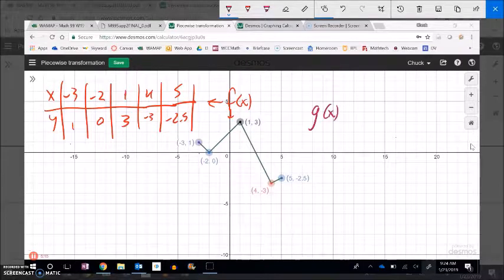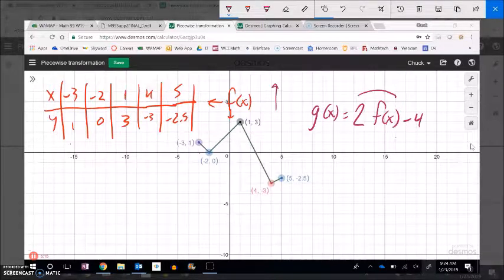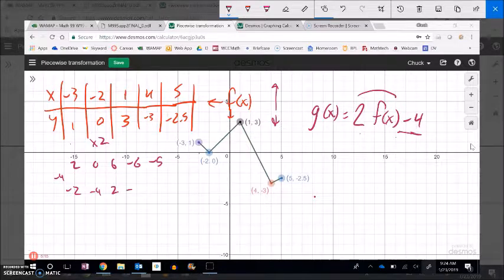All right, so now in this one, g of x is going to equal 2 times f of x minus 4. So notice what I'm doing now is this 2, I'm stretching it in this direction by 2, and then I'm moving it down 4. So I'm multiplying all of these y values by 2. So that would be 2, 0, 6, negative 6, negative 5. And then I'm moving it down 4. So then subtract 4 from each of them. Negative 2, negative 4, 2, negative 10, negative 9.